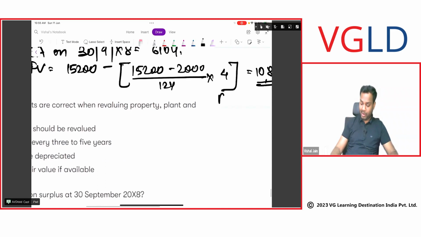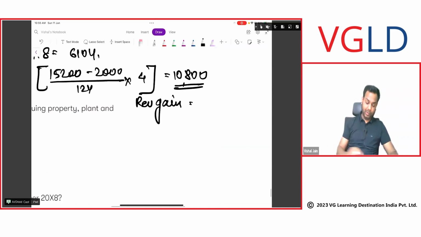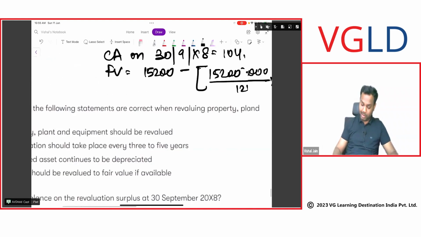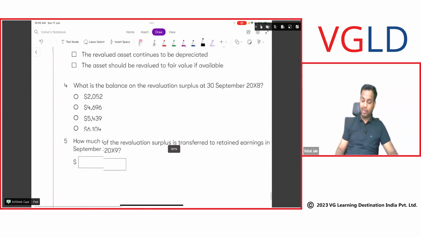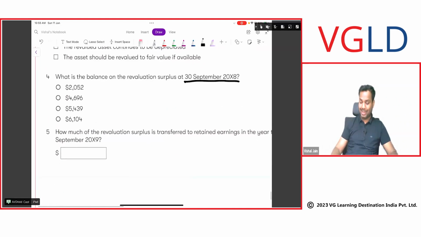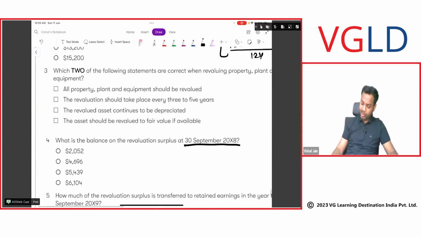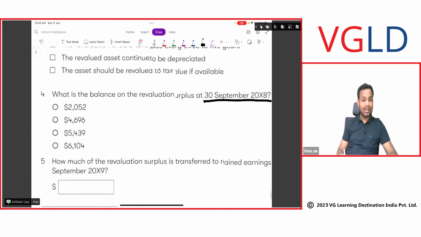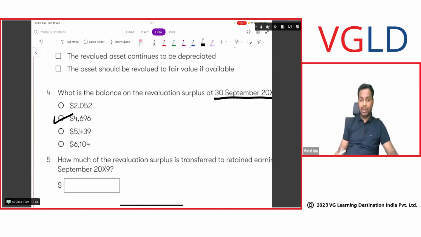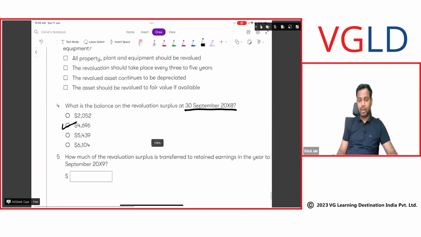Now, what is the revaluation gain or loss? Tell me what the revaluation gain is. 10,800 minus 6104 is 4696. Okay, I will answer this third number. What is the balance of revaluation reserve on 30th September 20x8? When we did the revaluation on 30th September 20x8, on the same date, what is the balance of revaluation surplus? So it is 4696. Is it correct?